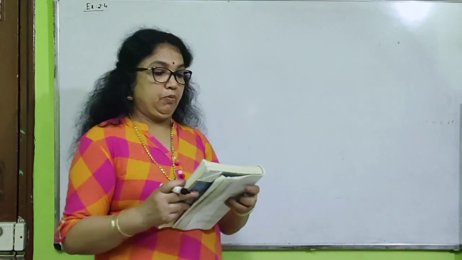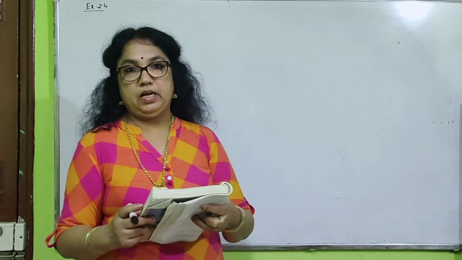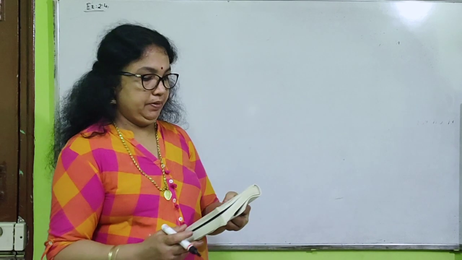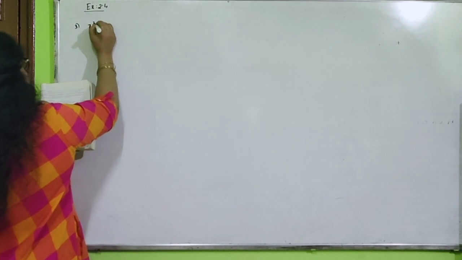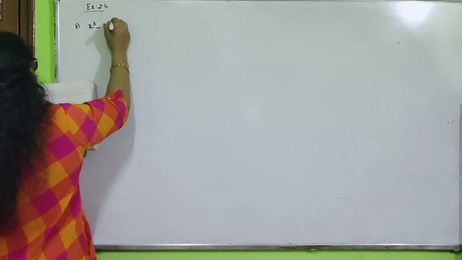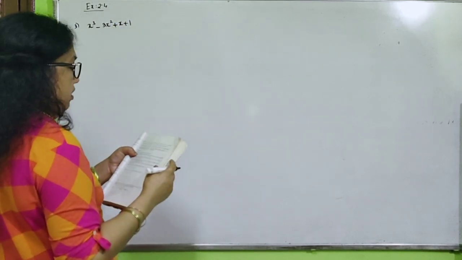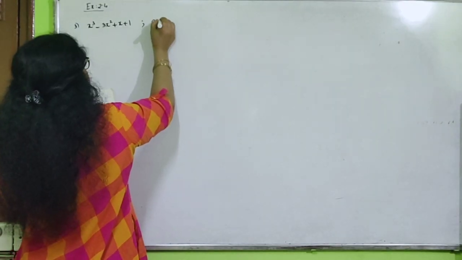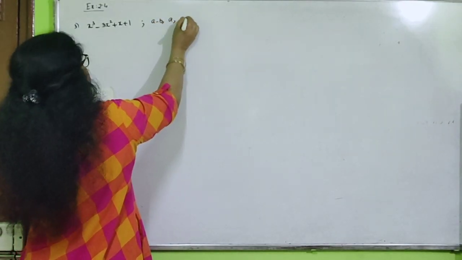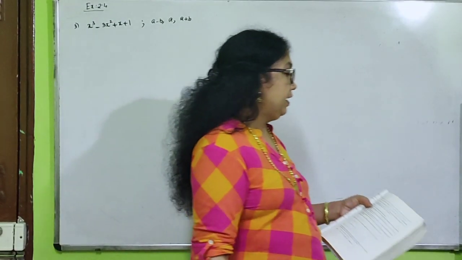If the zeros of the polynomial x cube minus 3x square plus x plus 1 are a minus b, a and a plus b, find a and b. Third sum is x cube minus 3x square plus x plus 1, and their zeros are a minus b, a and a plus b. We have to find out a and b.